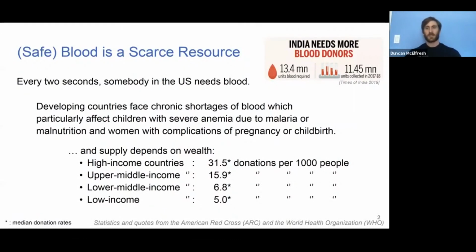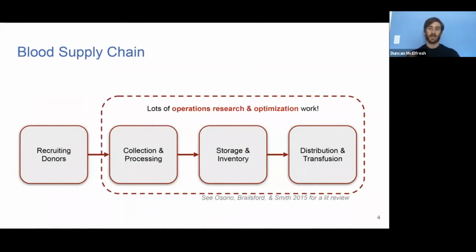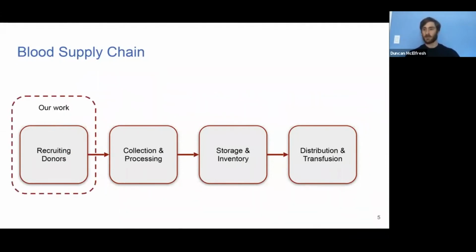There's been a lot of work studying the blood supply chain, which can be roughly divided into these 4 stages: recruiting donors, collection and processing, storage and inventory, and distribution and transfusion. In particular, there's been a lot of work in these last 3 stages from the operations research and optimization community, while the first stage, recruiting donors, has received less attention. Most of the work here has been on predicting demand spikes or predicting supply. So this is actually the area that we're going to focus on today, recruiting donors.